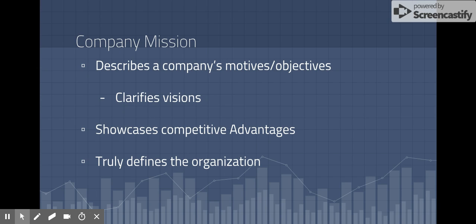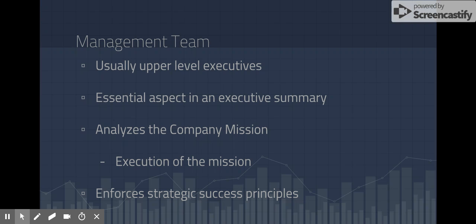This describes a company's motives and objectives. Furthermore, this clarifies the company's vision for the future. It's also meant to showcase the competitive advantages of the company. Ultimately, it is truly what defines the organization.